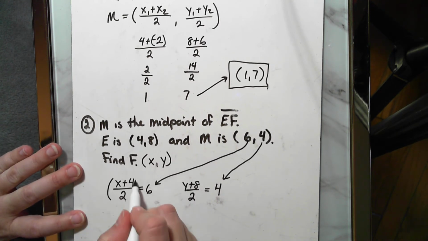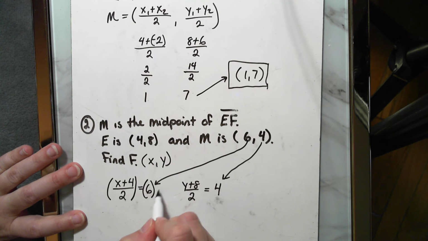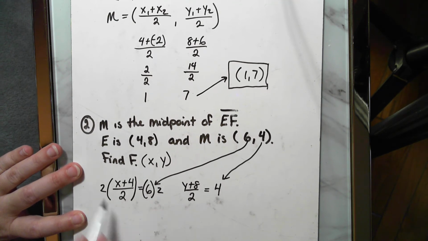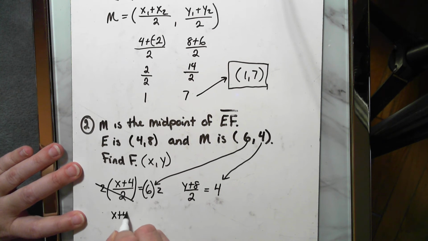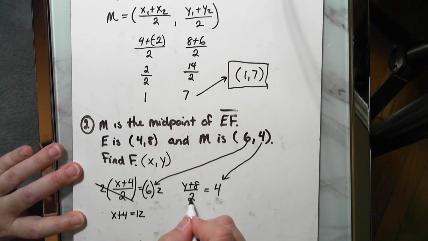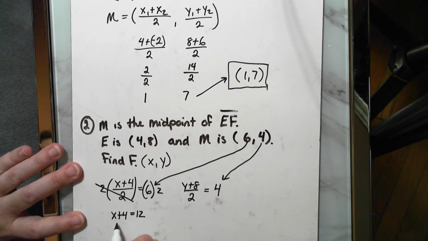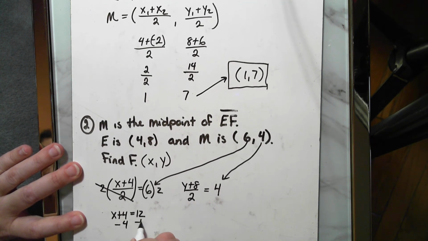Now to solve this, I need to get this 2 out of the denominator. So I'm going to multiply both sides of this equation by 2. So this will cancel out, and I get x plus 4, and 6 times 2 is 12. And then I have to subtract 4 to get x alone. So I find out that x is 8.